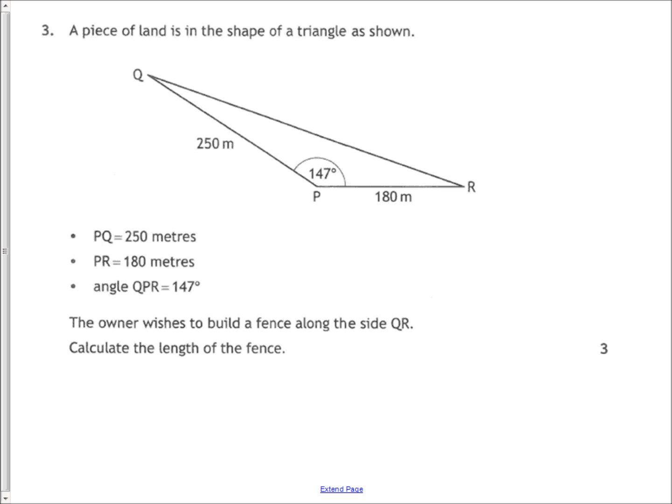Question 3, you've got a triangle in front of you, so you should be immediately thinking trigonometry. You're given 2 sides, and the angle in between. So what you've got is an angle sandwich, and you're asked to find the length of the fence that's going to be put along the side QR. So you want to find this side. You've got all the ingredients you need to use the cosine rule. Look at your formula sheet, plug in the values, get the length of the fence, and that's 3 marks in the bag.